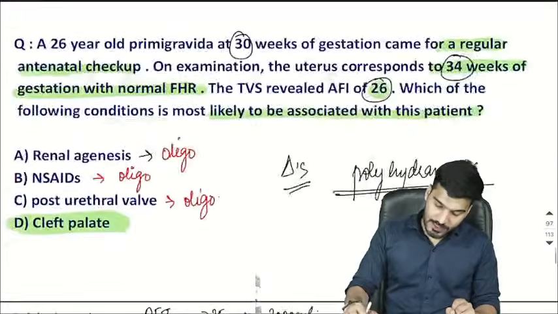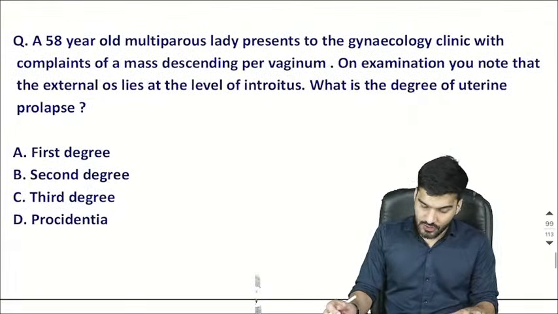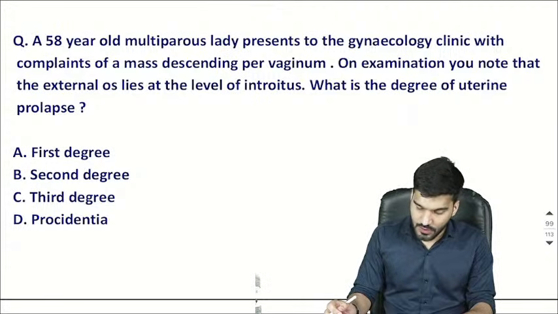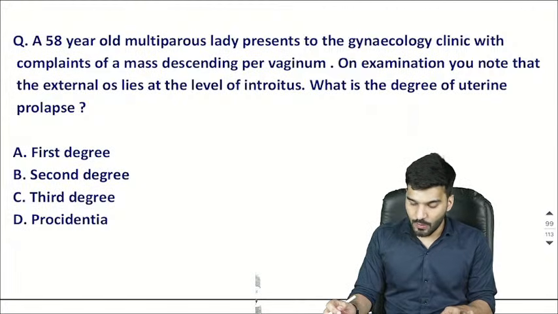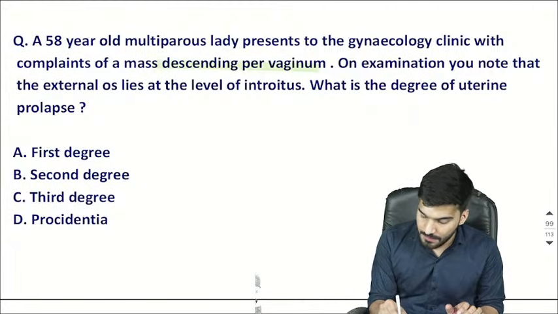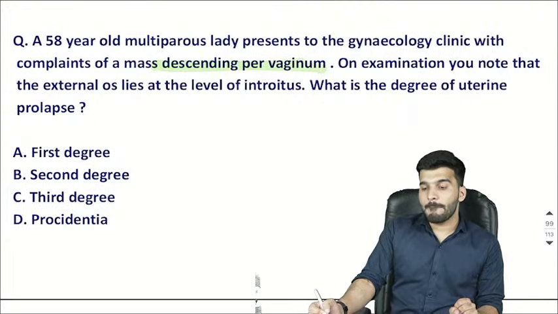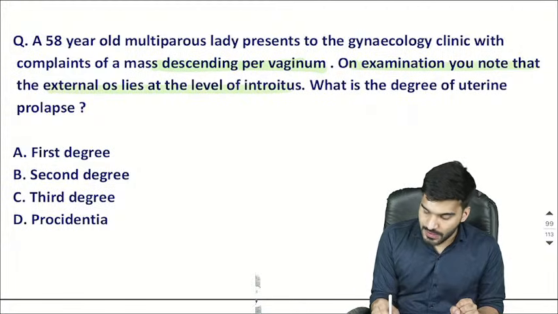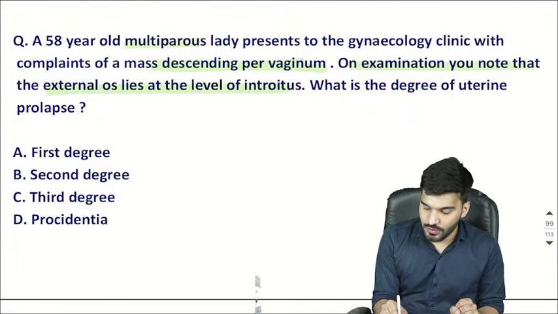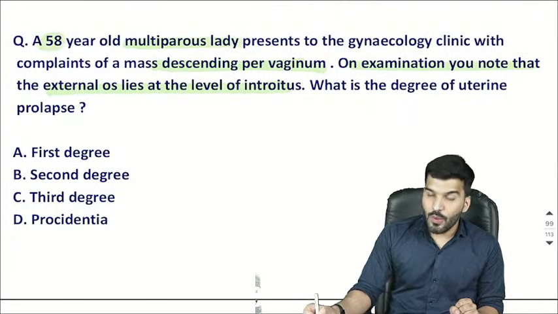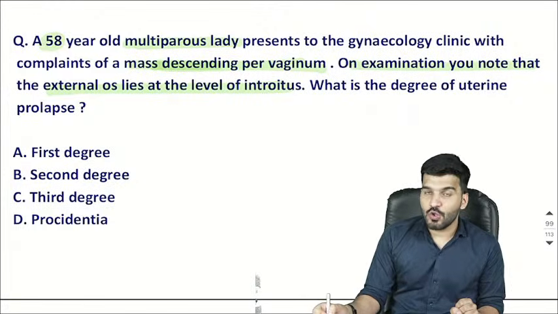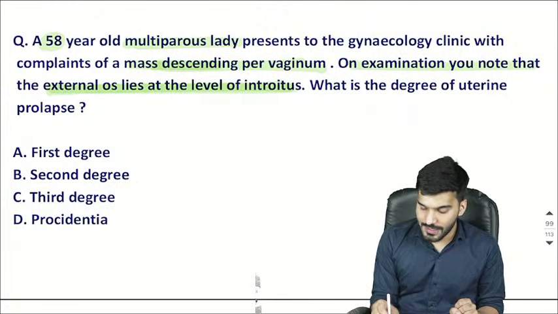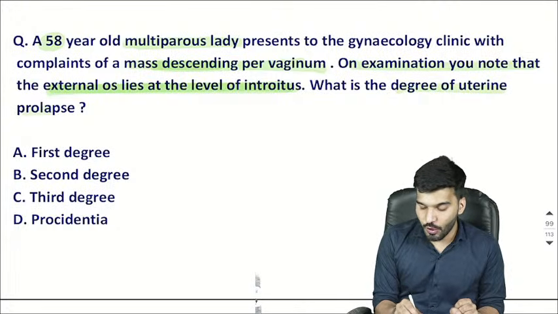Now let's move to the next question. A 58-year-old multiparous lady presents to the gynecology clinic with the complaint of a mass descending per vaginum. On examination, you note that the external os lies at the level of the introitus. What is the degree of the uterine prolapse?